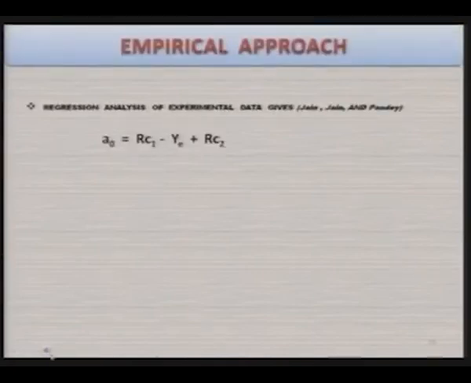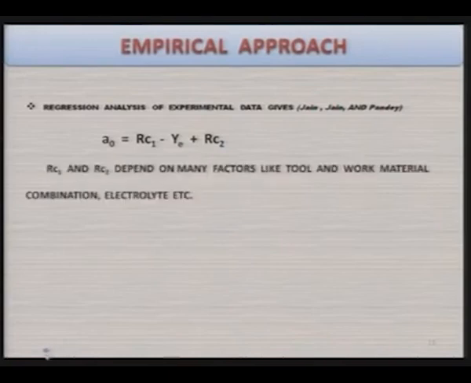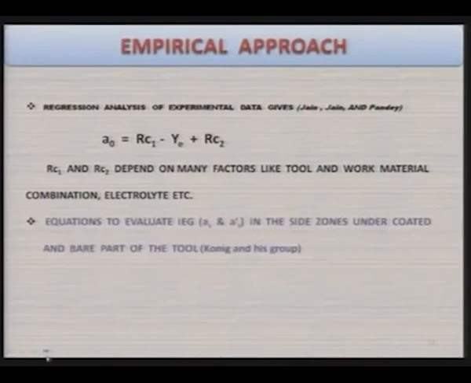In the same way, Jain and Pandey also proposed one very simple equation for the prediction of the inter-electrode gap at the beginning or end of the transition zone. Again the same weakness is there: RC1 and RC2 depend on many factors like tool and work material combination, electrolyte, etc. Equations to evaluate AS and AS dash in the side zones under the coated and bare part of the tool are missing.